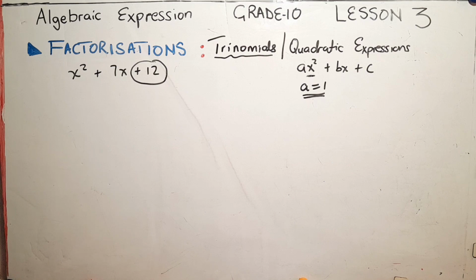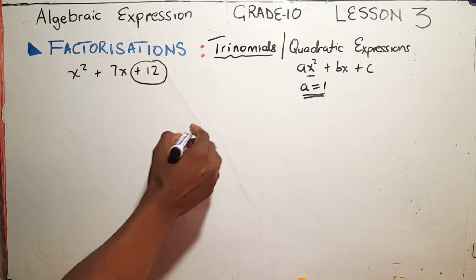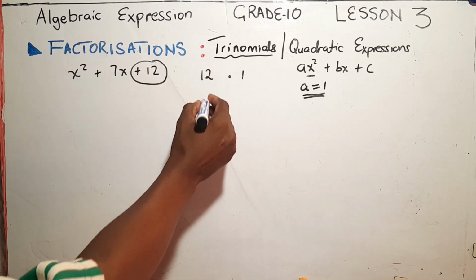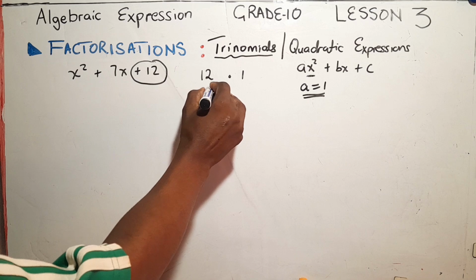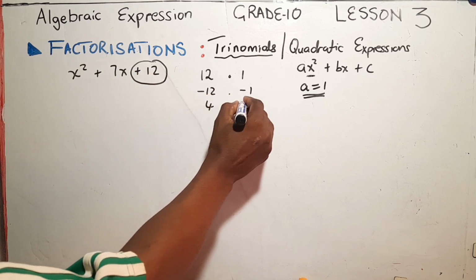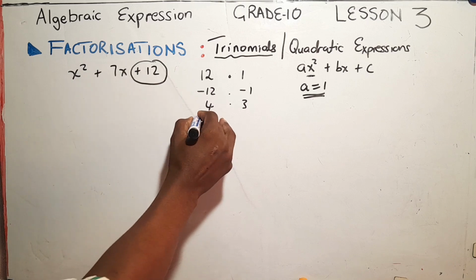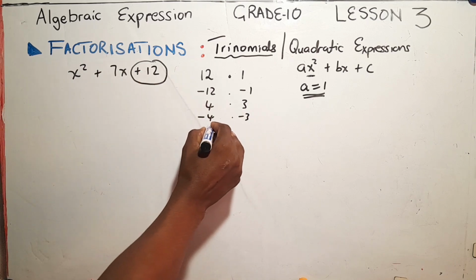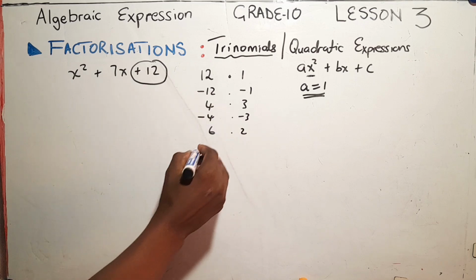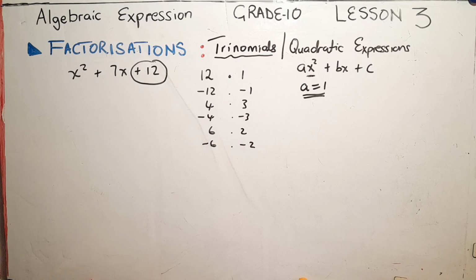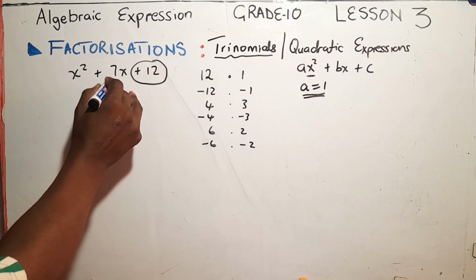So what do you do now if you are trying to factorize this? We check the factors of 12. We get 12 by multiplying 12 by 1. We can also use negative 12 multiplied by negative 1. We also get 12. We multiply 4 by 3, we get 12. Or we can multiply negative 4 by negative 3, we get 12. Or we can multiply 6 by 2, we get 12. Or negative 6 multiplied by negative 2, we get 12.